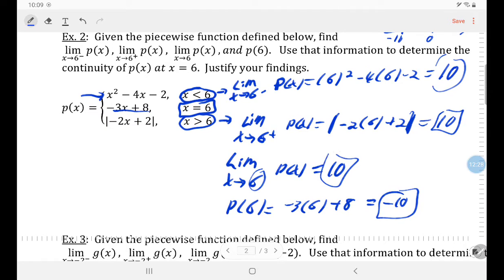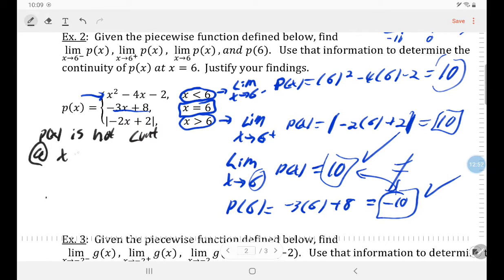So, does my limit exist? Check. Does p of 6 exist? Check. Are they the same value? No. So, that leads us to that p of x is not continuous at x equals 6 because the limit as x approaches 6 of p of x is not equal to p of 6.